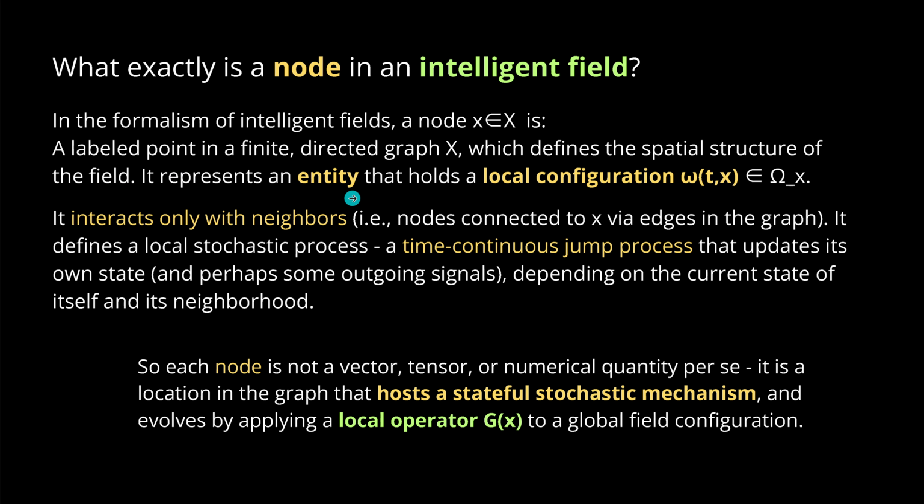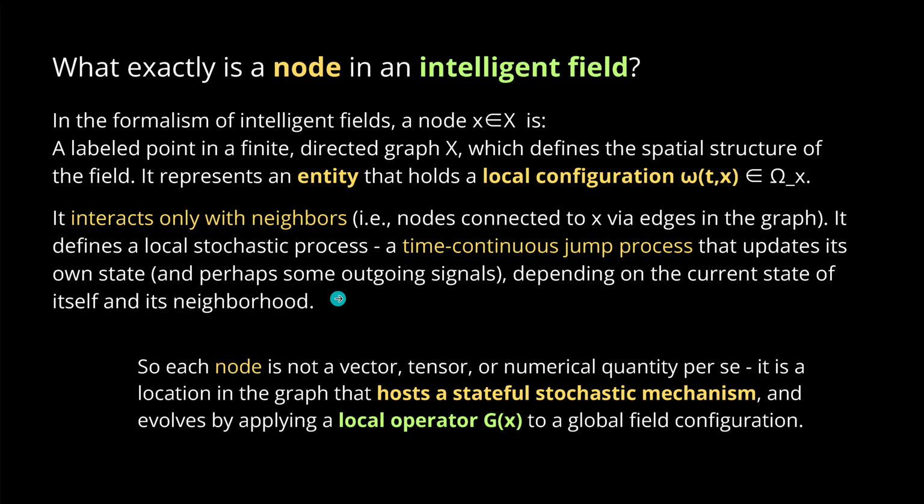So it represents an entity that holds a local configuration omega at a specific time, at a specific node. This entity, think about a graph neural network, interacts only with its neighbors. The node connects via edges in the graph, and it defines a local stochastic process. So we do have a time continuous, careful, it is not discrete anymore, we will go with an integral formulation, a time continuous jump process that updates its own state, and perhaps some outgoing signal. Remember, we are working with partially observable Markov decision processes, depending on the current state of itself and the neighbors.